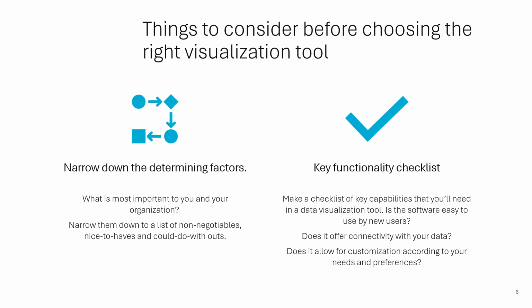Other things that we want to consider before going into this dynamic is to narrow down the different factors. What is the most important to you and your organization? Then you want to narrow them to a list of non-negotiable elements, nice to have, and could do without. And there is a methodology there that is called MoSCoW, where M is must have, and usually you give 5 to those elements.